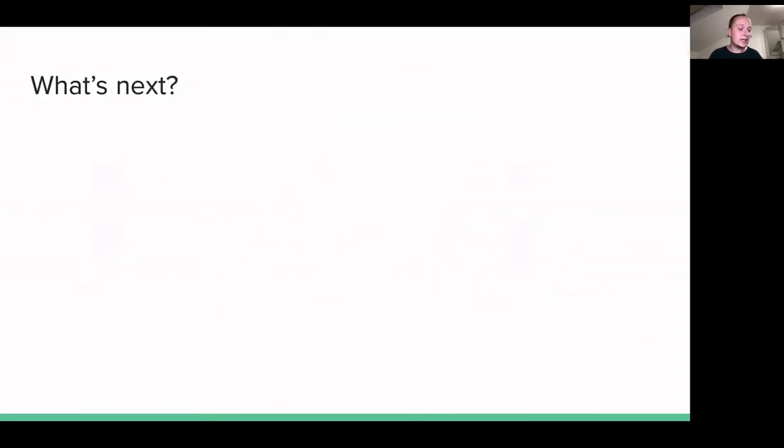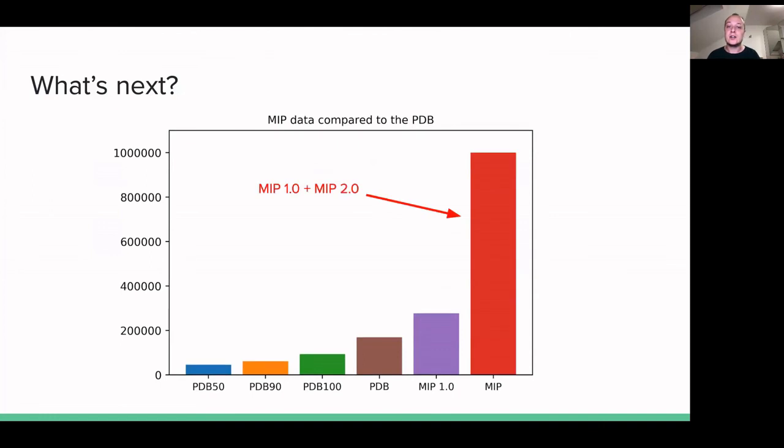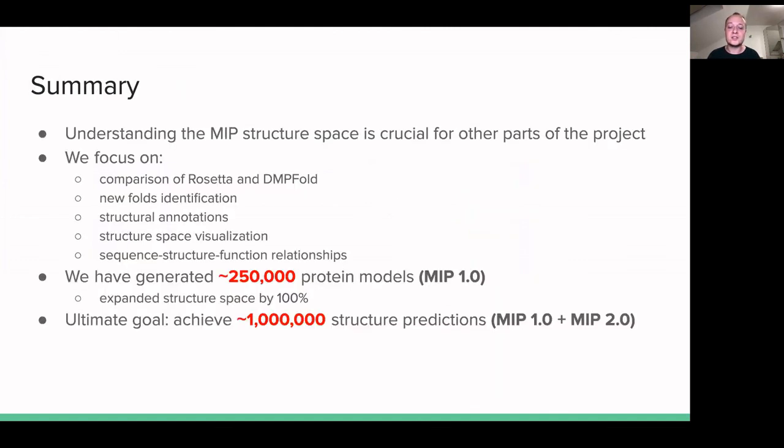Let me briefly highlight what's next for the project. Within this project, we already predicted 250,000 protein structures, but our ambitions and indeed the size of the microbiome are much, much greater. So within what we call MIP 2.0, we want to predict 1 million protein structures, which I think is definitely within the realm of possibility, given the recent advancements in structure prediction technology.